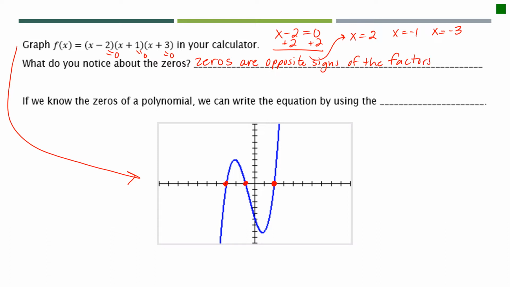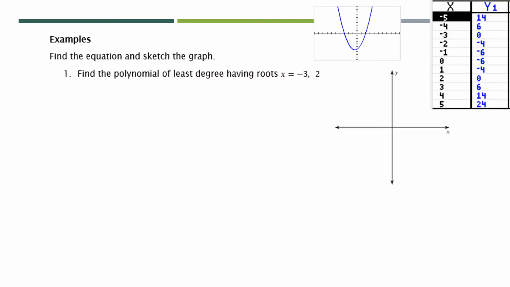So the whole reason we're talking about this is because if we know the zeros of a polynomial, we can then take those zeros and we can go backwards and write the equation using the distributive property, which some of you may know as FOIL. So what we're going to be doing in this lesson is taking solutions and writing equations.